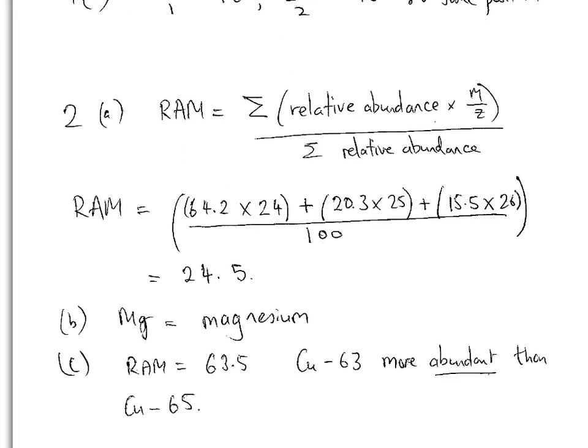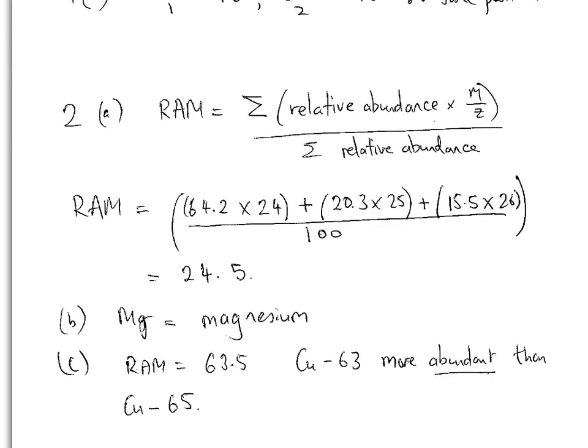The next question, a fairly simple RAM question and a very important formula for you to learn. RAM equals the sum of the relative abundance times by m/z divided by total relative abundance, and you've been given the different m/z values and their percentages. So 64.2 times 24 for the first one, plus 20.3 times 25 for the second isotope, and 15.5 times 26 for the third isotope, divided by 100 because the abundances here add up to 100 because it's out of percent. That gives you 24.5 to 1 dp, which is preferred.